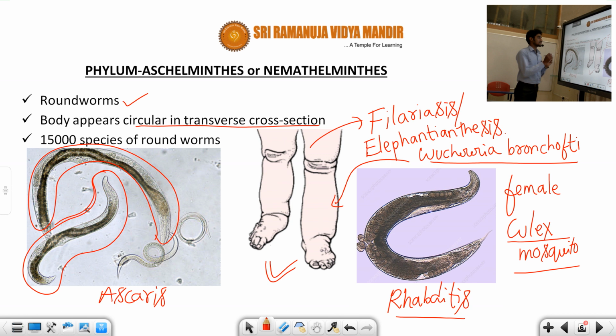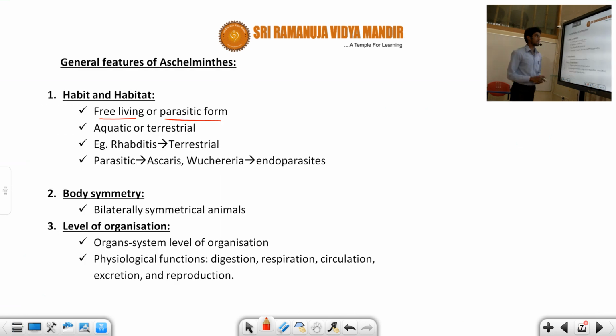Next, we are talking about the general features of Aschelminthes. You can see habit and habitat. I told you already, they are free living or parasitic forms. At the same time, they are also seen as aquatic and terrestrial forms. For example, the terrestrial example is Rhabditis. It is a terrestrial organism, mostly found in the soil.